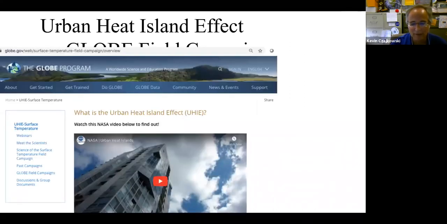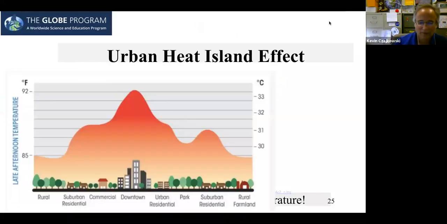So on the Globe website, this is what it looks like. There's a video from NASA. You can look at why are urban heat downs important. We go to the next slide. And of course, this is the basic urban heat down figure.